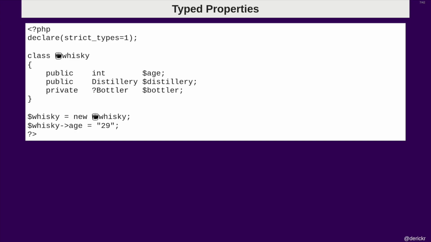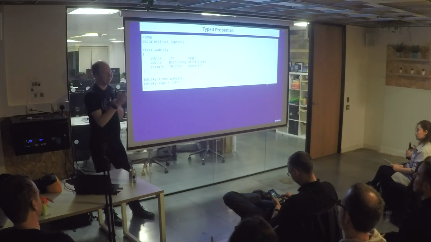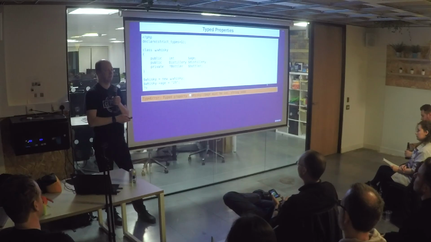Okay, so what happens in this example, you can probably guess again. We're trying to set a string as a number with strict type mode turned on, and then in that case you'll get a type error again saying that it has to be a string. That's pretty much it. Does that make sense?